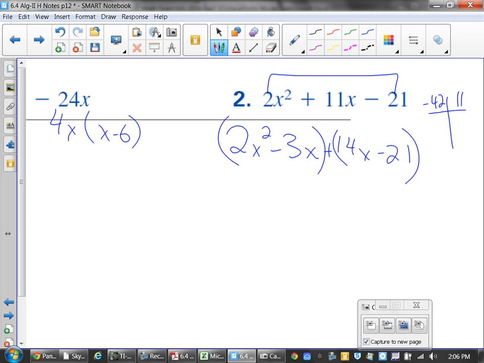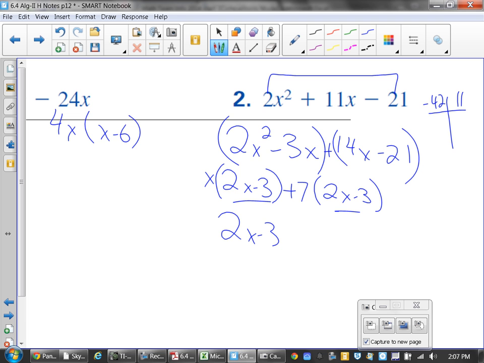Group them. Just that. What's your GCF? X. Factor out the x. You've got 2x minus 3. What's the GCF of 14 and 21? 7. Are these two the same? Yes. Write it down. X plus 7. Very good.